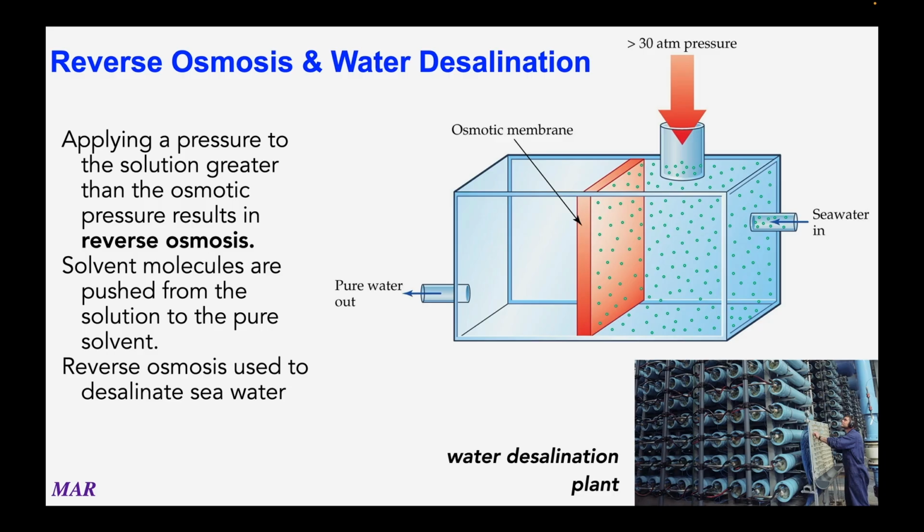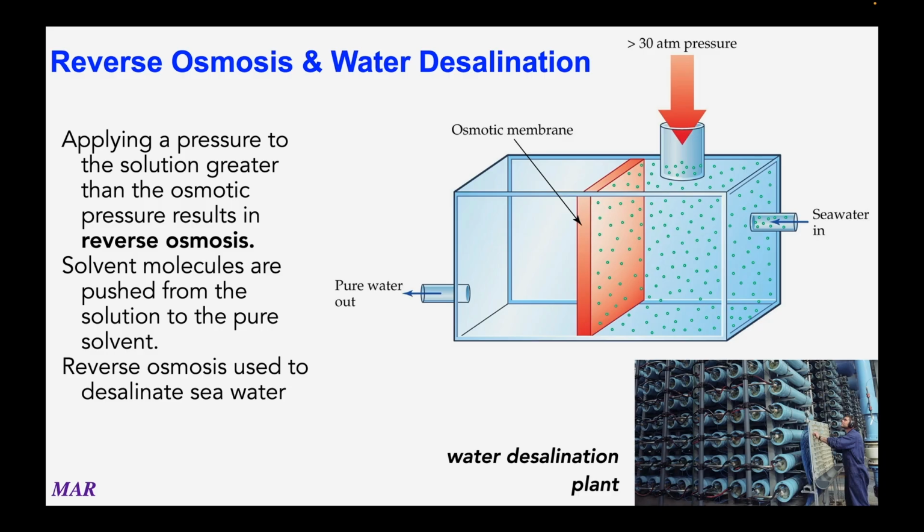If you pressurize it, and you can see it's greater than 30 atmospheres often, you can actually force the solvent molecules through the membrane, so you end up with pure water on the other side. So it's a way to desalinate the seawater, and you end up with drinking water. As water becomes more scarce, this is being used more and more.